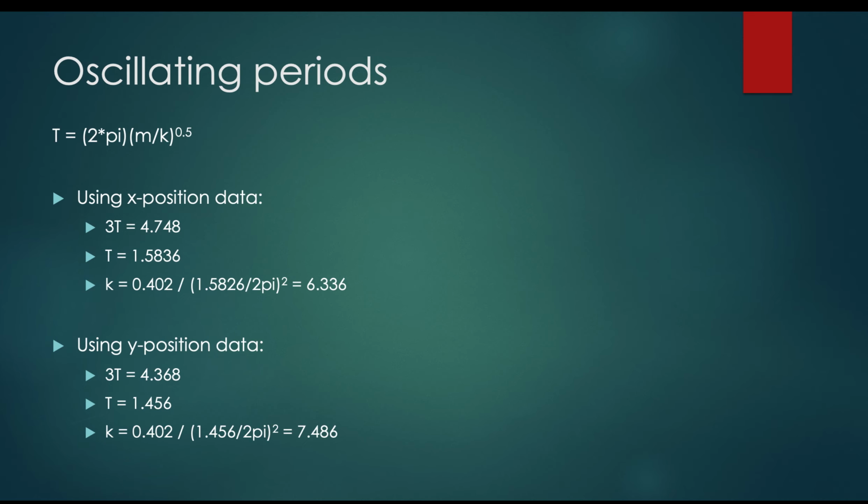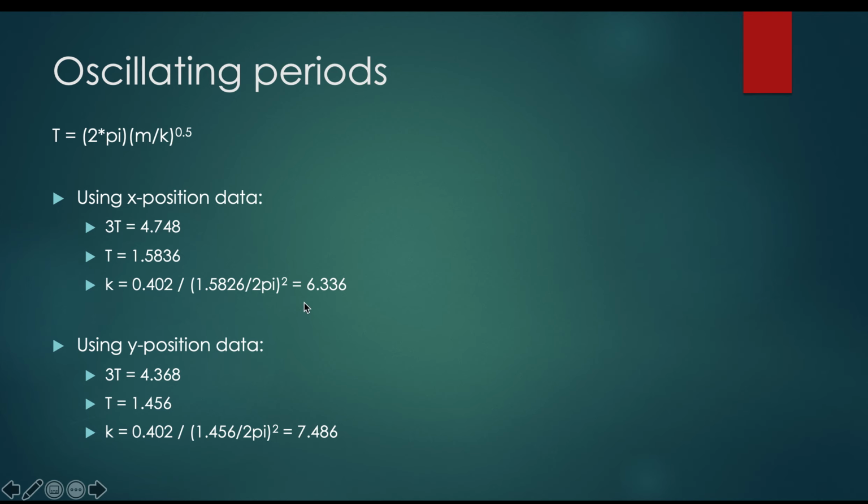So now looking at oscillating periods, there are two potential methods of deriving the spring constant using the period of the oscillations. We could have used the X position data or Y position data. We can see that they were slightly different. So the total period using X position data was derived to be 1.5836 seconds, whereas using Y position data, one period was derived to be 1.456 seconds.